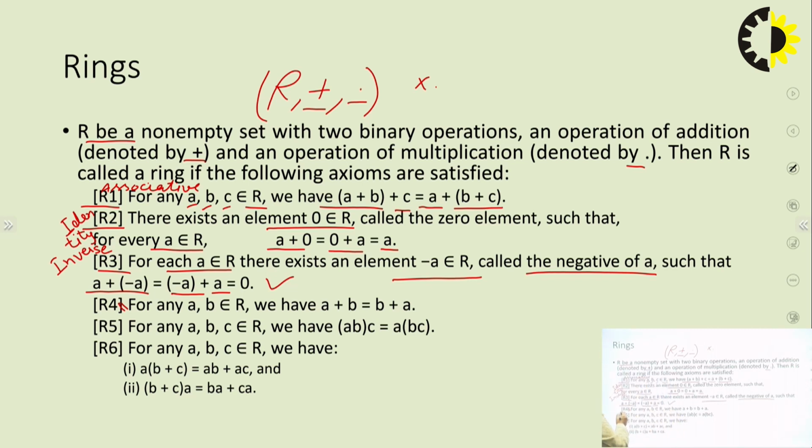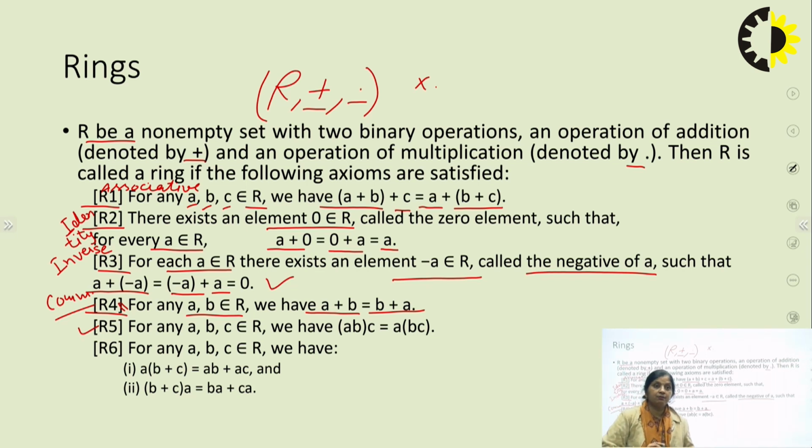Now what is the fourth property? That is commutativity. The addition operation should be commutative in nature. For any A, B belonging to R, we should have A plus B is equal to B plus A. So in short, with respect to the addition operation, the properties that hold are associative, identity, inverse, and commutative.